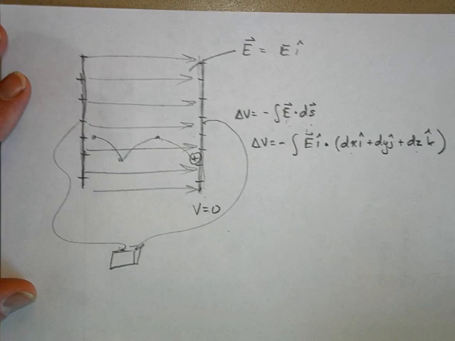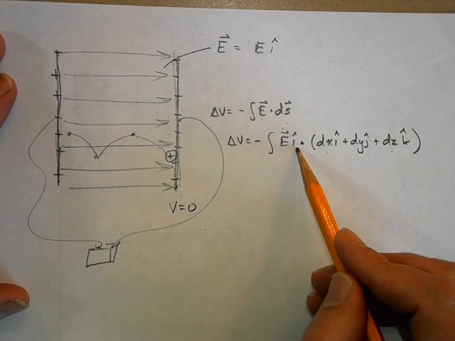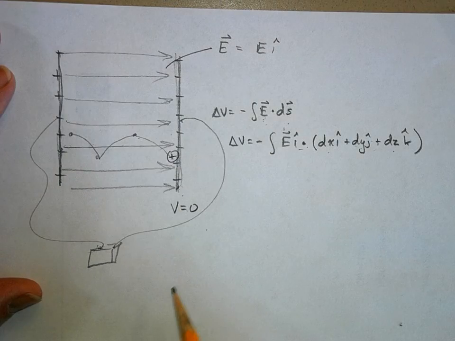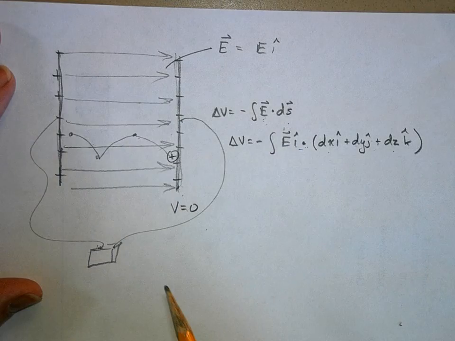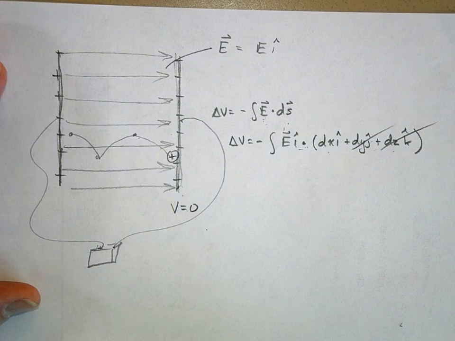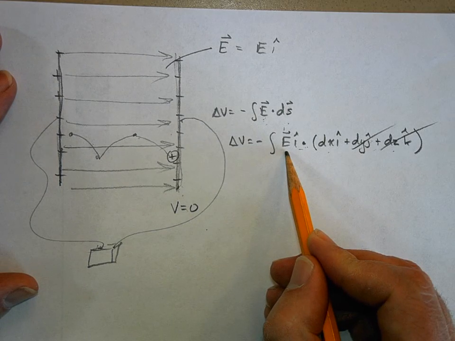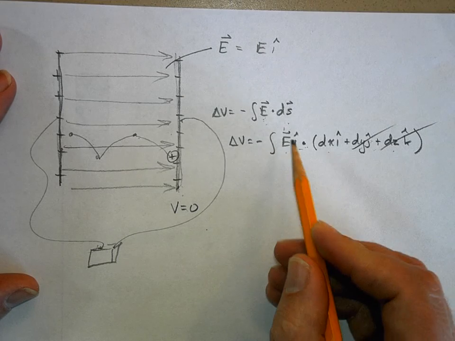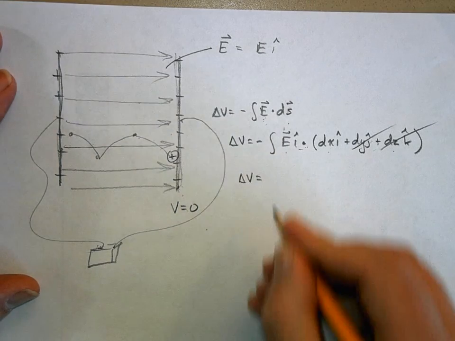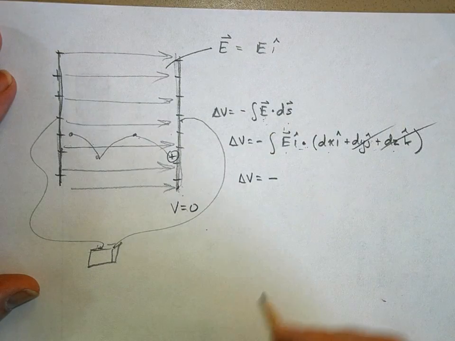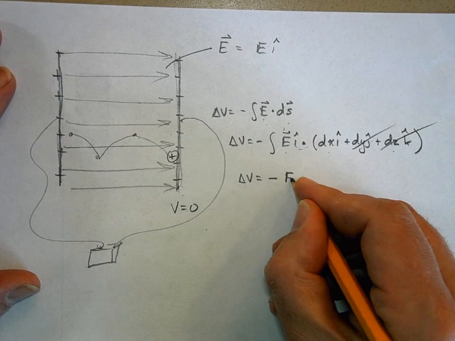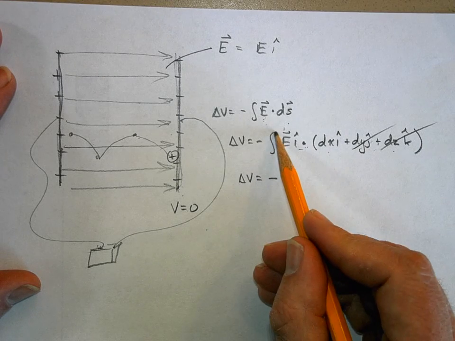Well, if I take the dot product, what goes away? i dot j goes away. i dot k goes away. So these guys don't even count. Now what's true about E? E is a constant, so it comes out. And so delta V is going to be equal to negative E times, and then what is the integral of dx?